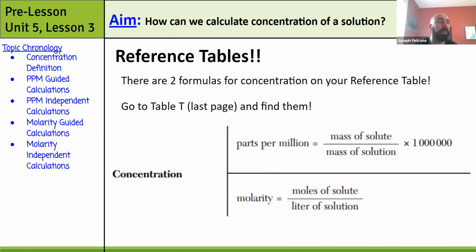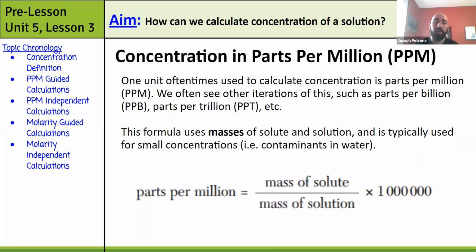We're going to start with the parts per million. So concentration in parts per million, also known as PPM. So you may see that abbreviation. A unit that we oftentimes use to calculate concentration is parts per million. And we'll often also see other iterations of this, and you may remember this from the reading about the Flint water crisis. So there's parts per billion, parts per trillion, stuff like that. So it just varies based on how finite you want to get the number to look. But the one that the state focuses on in terms of our curriculum is parts per million.